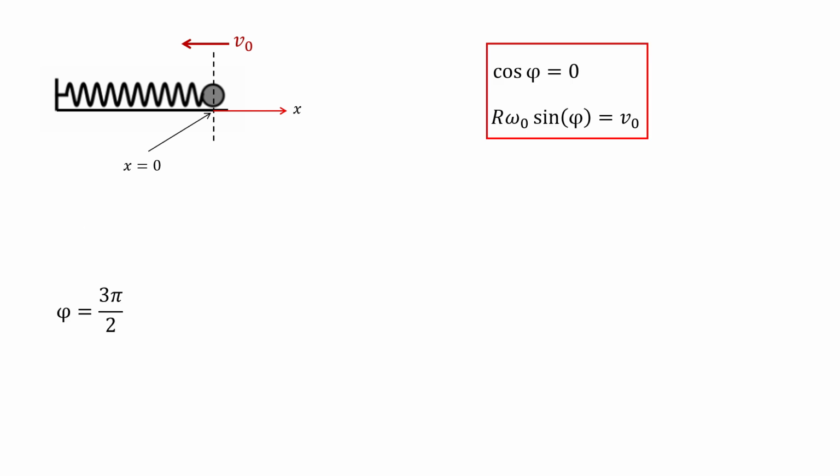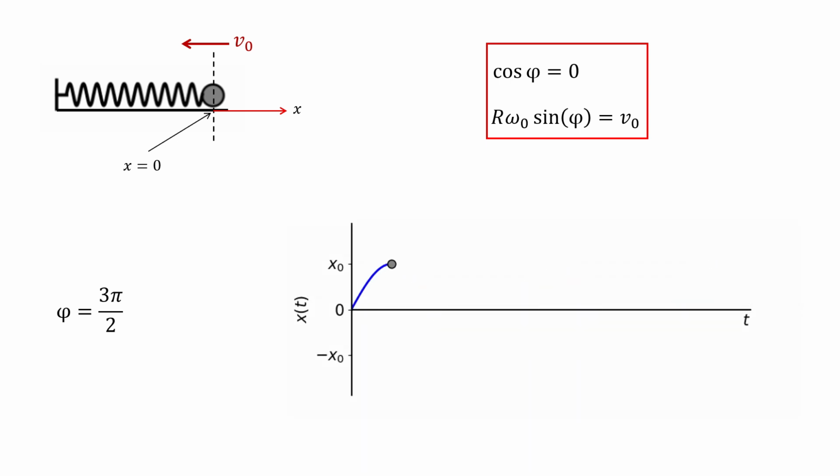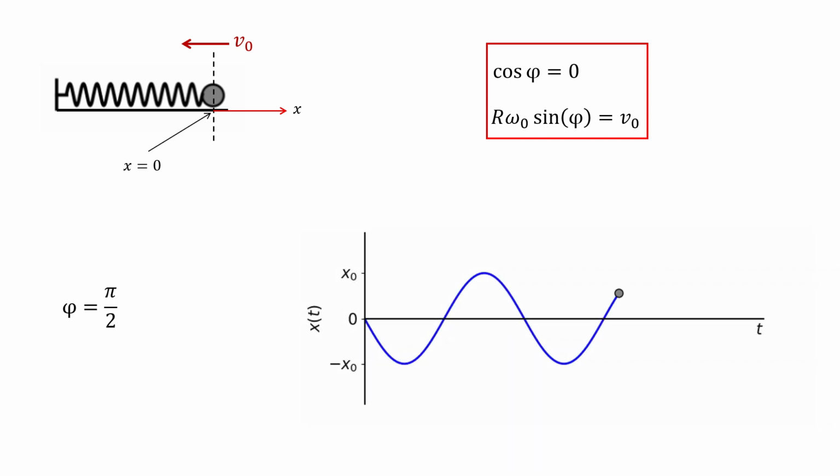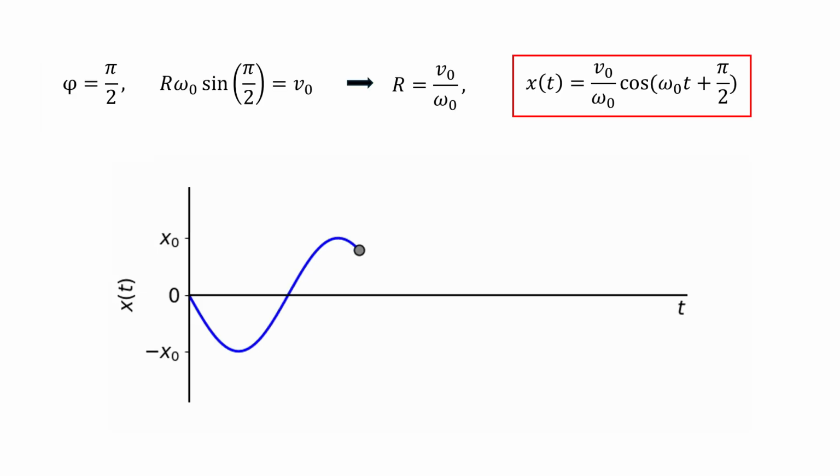If we choose initial phase to be 3.5 times pi, we get this time evolution. And we see that it starts from equilibrium, this is correct, but it starts to evolve in the wrong direction. You see it begins to move in the positive x direction, meaning the spring starts to stretch first, and this is not consistent with the initial conditions. Therefore, this is the wrong choice for initial phase. If we choose initial phase to be pi over 2, we get the correct time evolution, as is seen here in this graph. So to conclude, phi must be equal to pi over 2.